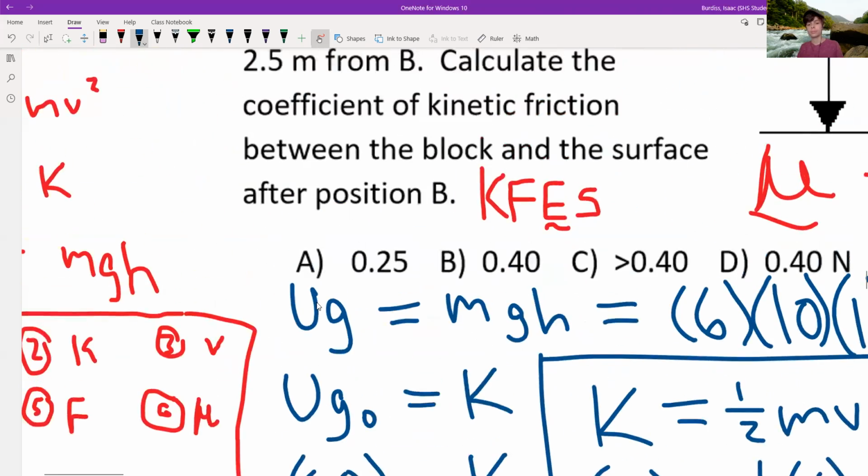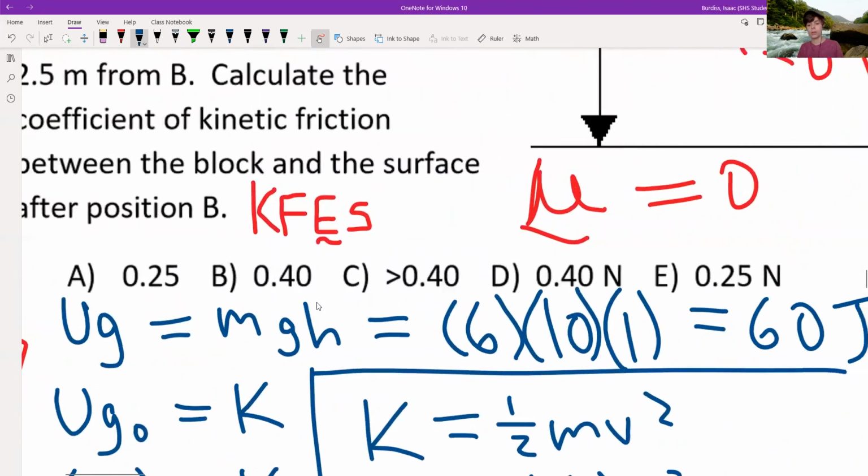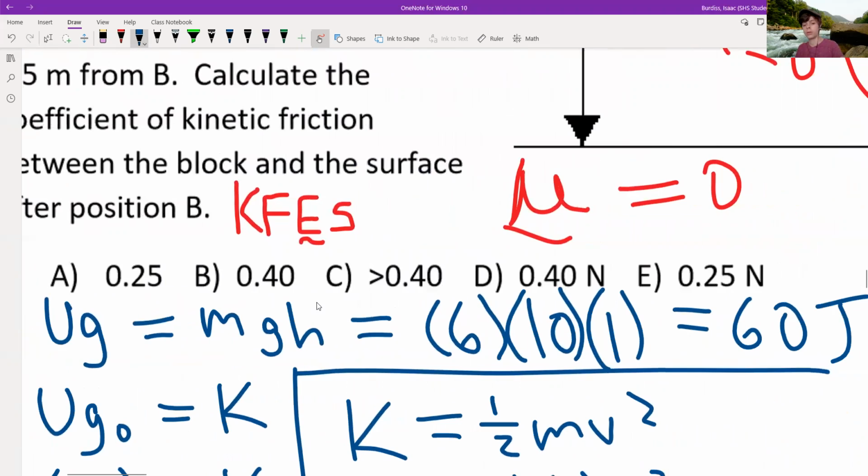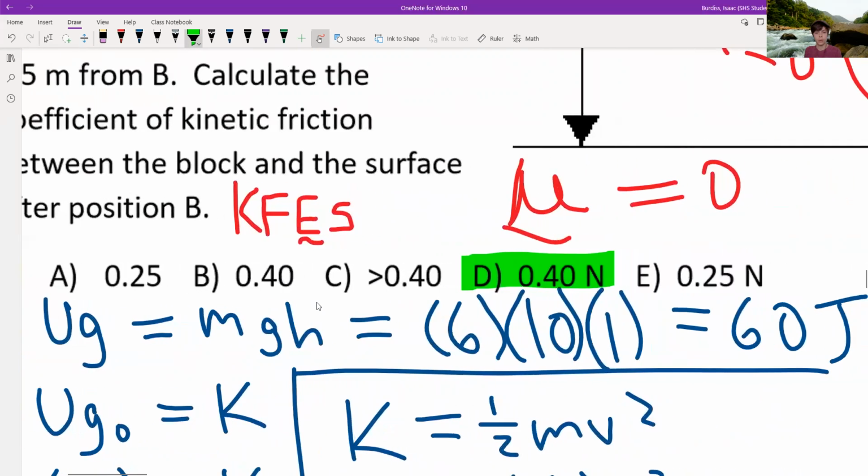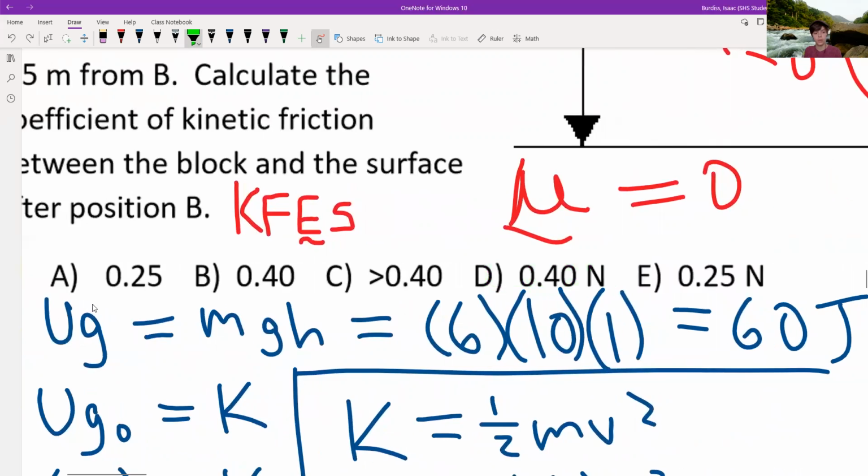So it is about 0.4. Well, it's putting newtons on. Oh wait, yeah, the newtons is not the unit, sorry. Okay.